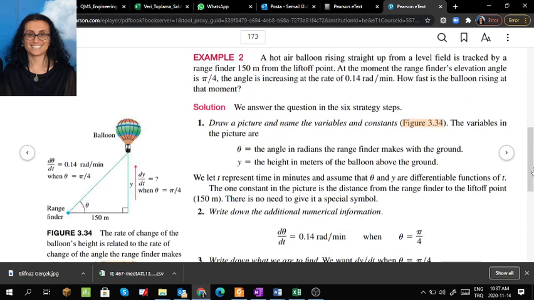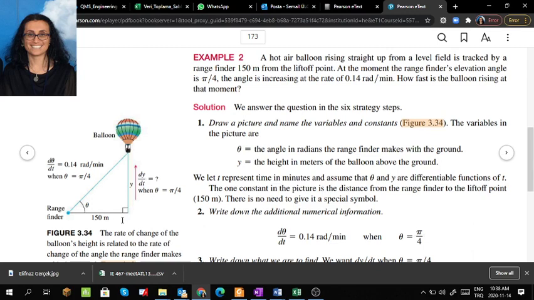Let's solve another example. This example is about a hot air balloon that's rising straight up from a level field, and there is a range finder that is tracking that balloon. This range finder is 150 meters away from the liftoff point of the balloon. The balloon is rising up, and this range finder is 150 meters away from this liftoff point.